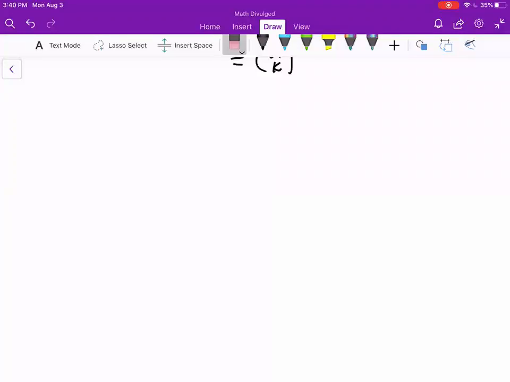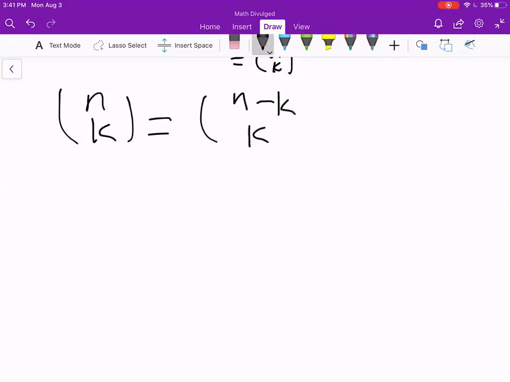So what was I gonna, oh yeah, I was gonna rewrite the identity. So we have n choose k equals n minus 1 choose k minus 1, plus n minus 1 choose k.